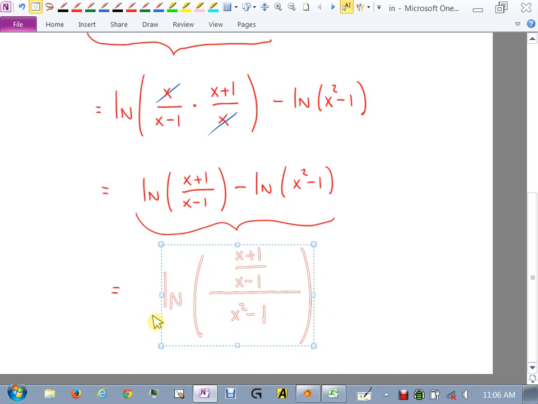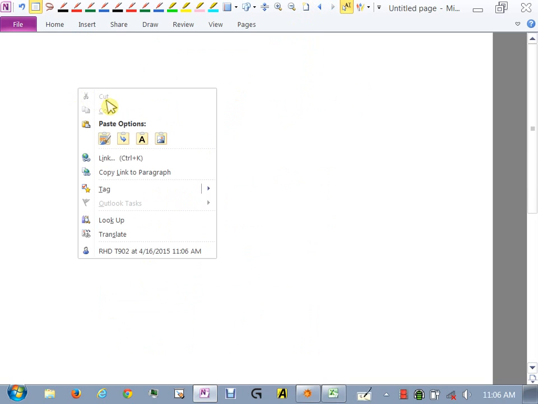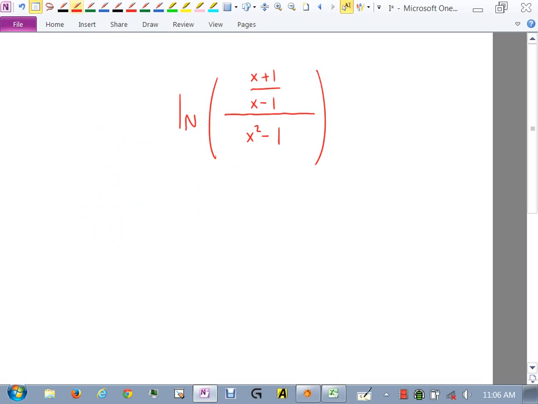okay, I'm going to take this to the next page. And what I'll help you recognize is that you have a complex fraction. You have a fraction over a fraction. So that becomes the same as multiplication of the reciprocal. So this becomes natural log, the top one, x plus 1 over x minus 1, now times the bottom one flipped, 1 over x squared minus 1. Which I'm about to do the difference of squares.